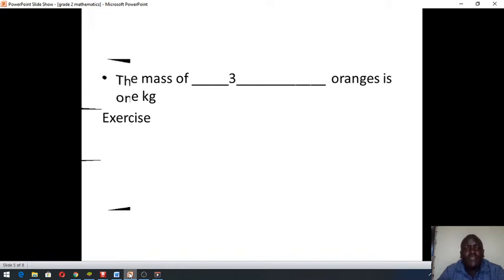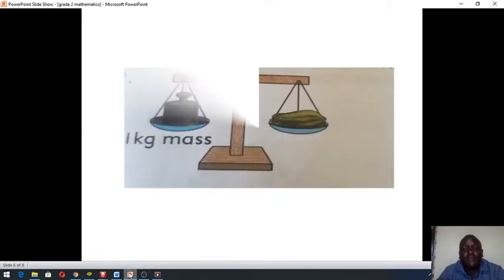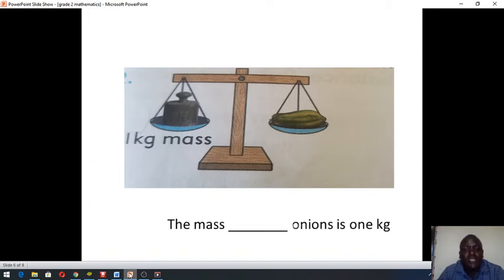Let's look at the exercise below. In that exercise, we are given the mass, that's 1 kilogram of mass, and 1 pawpaw. Then this means again, the beam balance is balanced. That is, the pawpaw is the same mass as 1 kilogram. So in sentence form we say, the mass of that 1 pawpaw is the same as 1 kilogram.